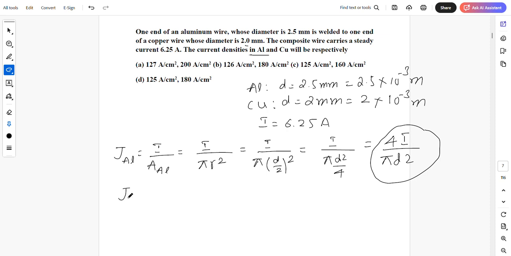Now current density is 4i by pi d square. Let us see: 4 into current, how much have they given? 6.25, divided by pi into the diameter of aluminum. How much have they given?